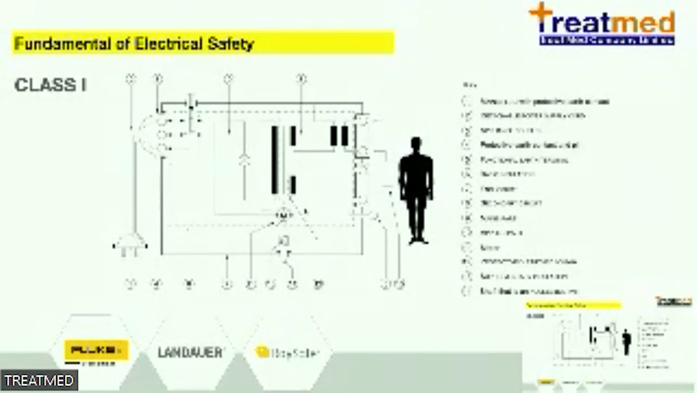Number 8 is the secondary circuit. The secondary circuit is isolated from the main part. It protects the patient, who cannot be shocked by electricity. This is the diagram for the IEC 60601.